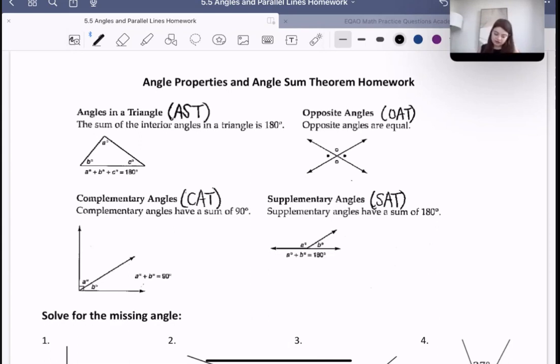Here they just do a brief review of the angles in a triangle, so the angle sum theorem, the opposite angle theorem, the complementary angle theorem, which is where we have our right angle and they must be 90 degrees, and then the supplementary angle, which is just where we have a straight angle and we know that the two angles within must add up to 180.